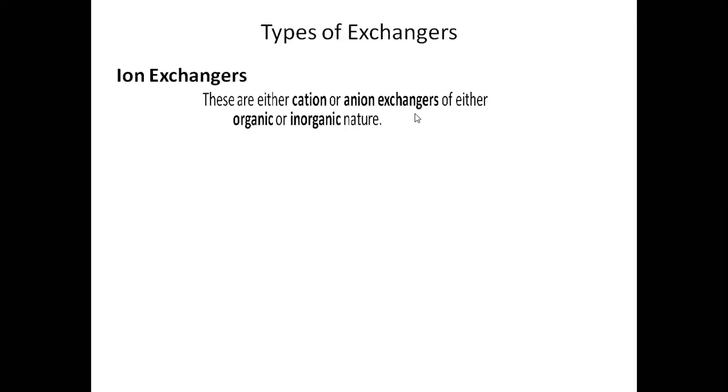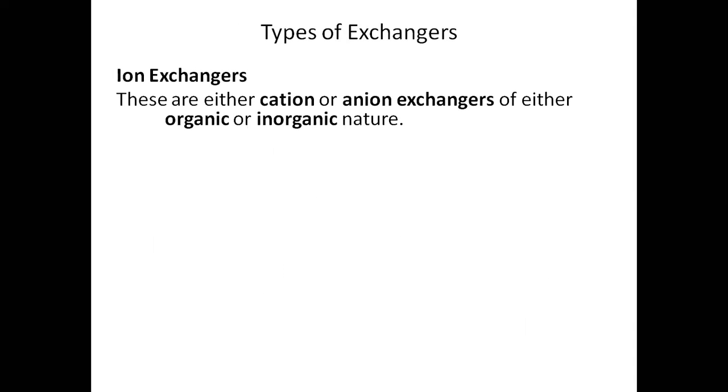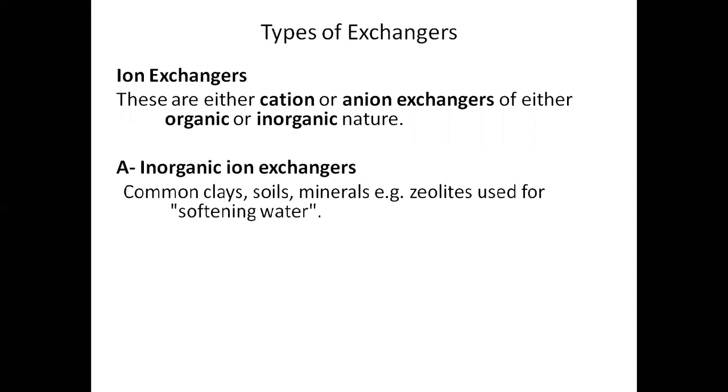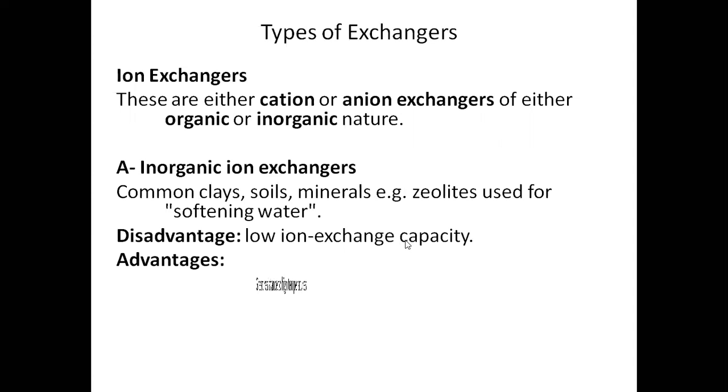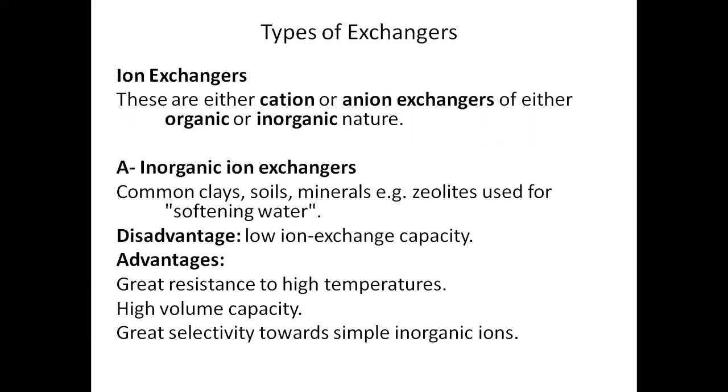The types of exchangers that we have are ion exchangers, which are either cationic or anionic exchangers, and either organic or inorganic in nature. The inorganic ion exchangers include common clays, soils, and minerals, for example zeolites, which are used for softening of water. The disadvantage is that they have very low ion exchange capacity. The advantages of an inorganic ion exchanger are that it has great resistance to high temperatures, high volume capacity, and great selectivity towards simple inorganic ions.